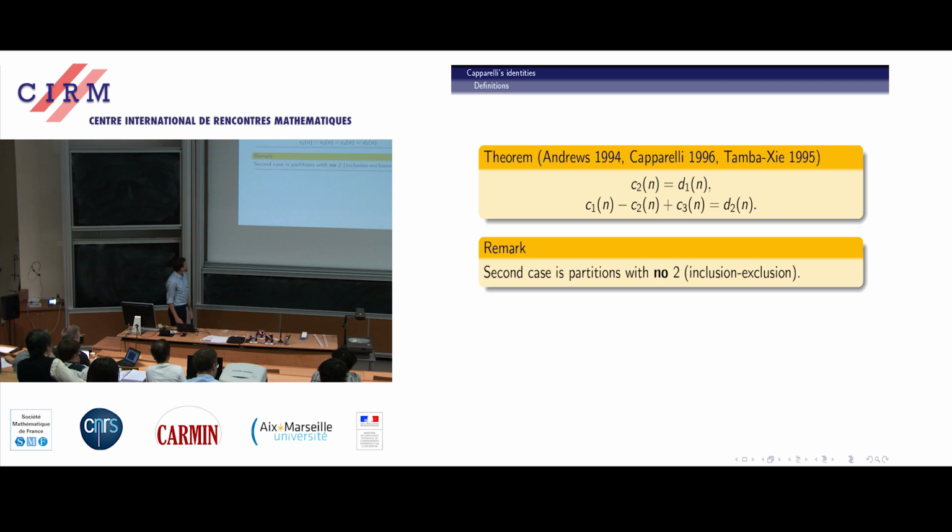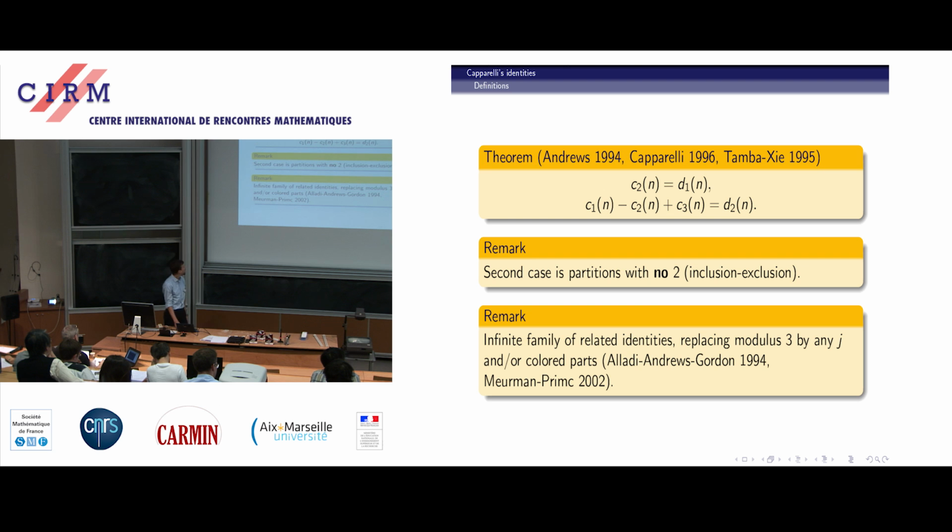Actually, if you think about it, just elementary inclusion-exclusion, that second one is counting partitions that have no 2. So a 1 and a 3 is okay, but no 2s. And again, this is not an isolated identity. There's a family where the modulus 3 can, just as I mentioned at the end of my discussion of the Schur identities, be increased to any j, where actually for small j, you might need to think in terms of colored parts.